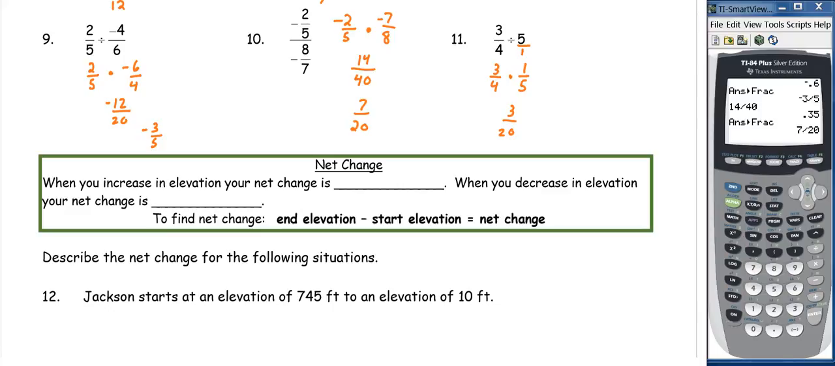The last idea that we're going to talk about today is net change. So net change is how much you are changing from one place to another when you move. So we're talking about elevation for our net change right now. In order to increase your elevation, your net change is going to be positive. When you decrease your elevation, your net change will be negative. To find your net change, it's always your end point minus your start point.